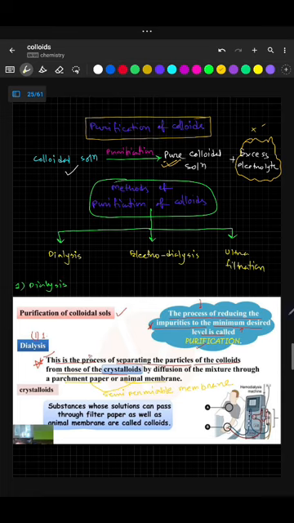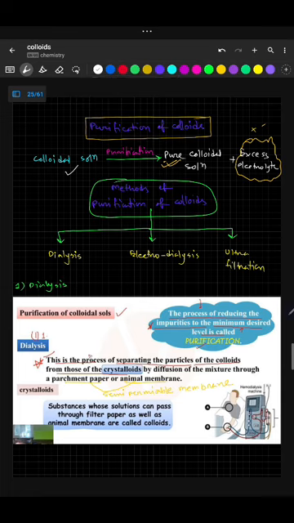This is the most common method. It relies on the difference in size between ions and colloidal particles. This process of reducing impurities to the minimum desired level is called purification.